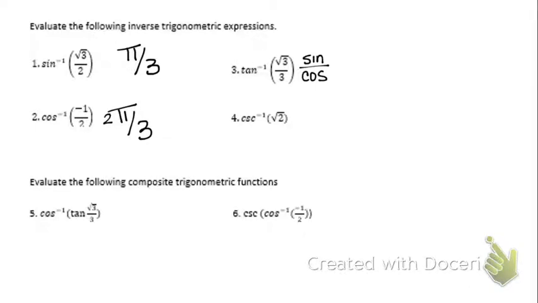Pi over 3 or pi over 6. So you have to actually divide and do the keep change flip. Remember keep change flip? Okay, so which one do you get root 3 over 3? Is it pi over 3 or pi over 6? Pi over 6. Because, let's talk about it really quickly.